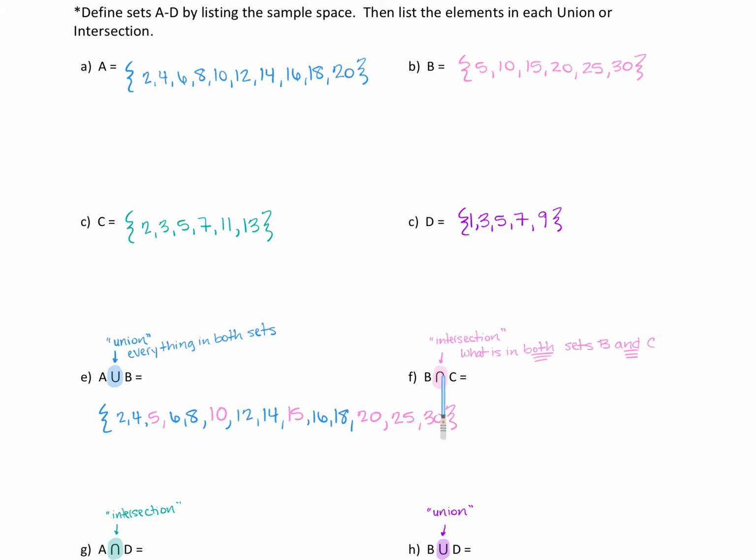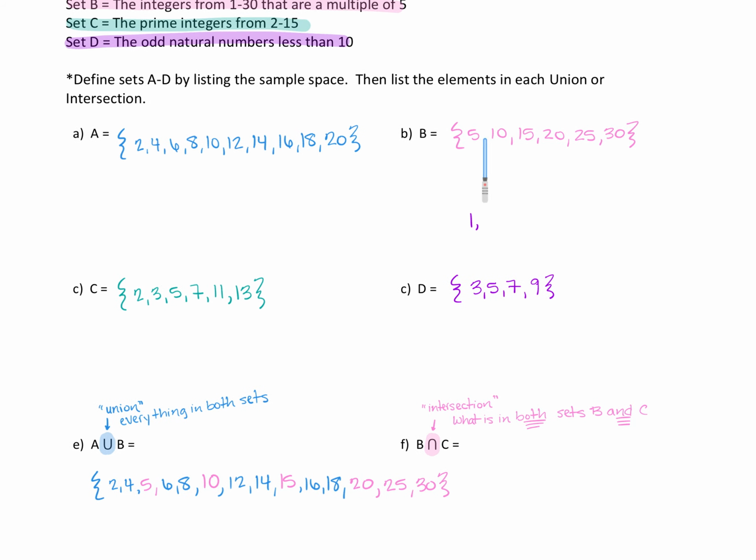This notation, the rainbow, stands for intersection. So that is in both sets B and C. So we need to look at set B and we need to look at set C and figure out what is in both. So 5 is in both B and C. No 10, no 15, no 20, no 25, 30, so it's just 5. 5 is the only thing that is common between set B and set C. They only have the 5.